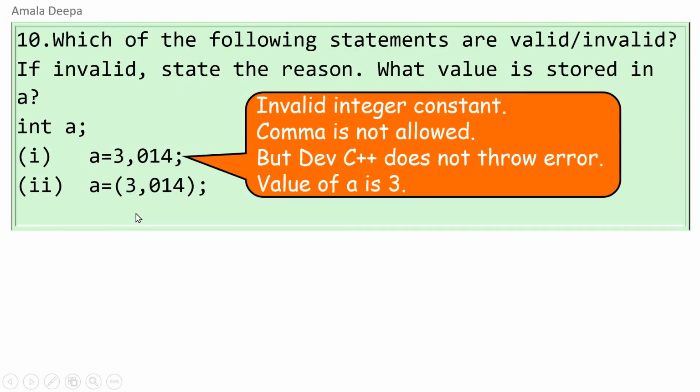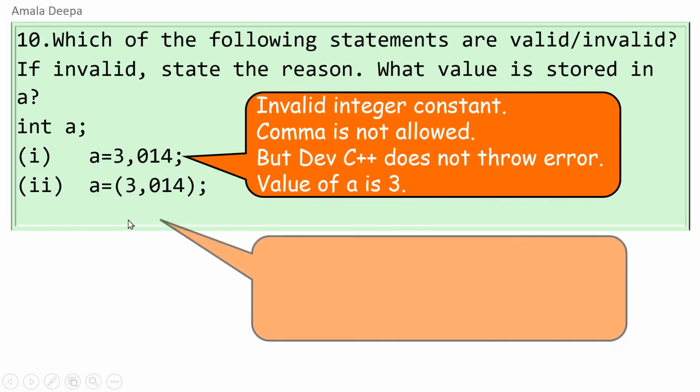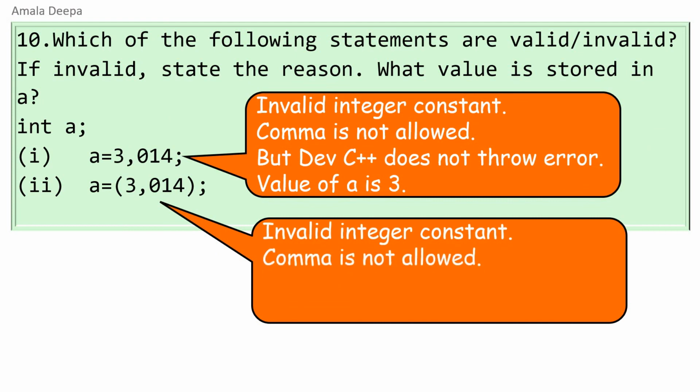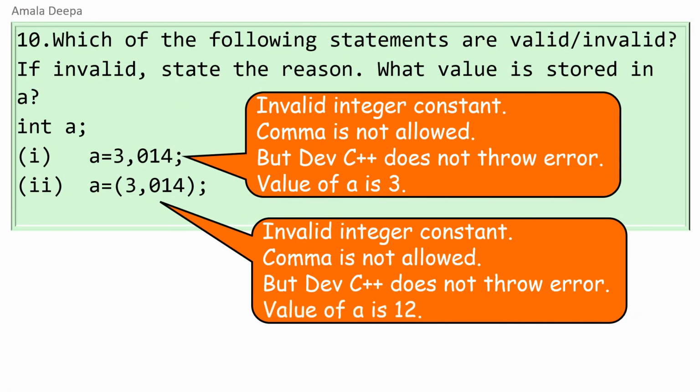In the second statement, the value is enclosed within parentheses. This is different from the first one. This is also invalid. It's an invalid integer constant because comma is not allowed. But Dev C++ does not throw error. The value of a is 12. You might be wondering how a got the value 12.